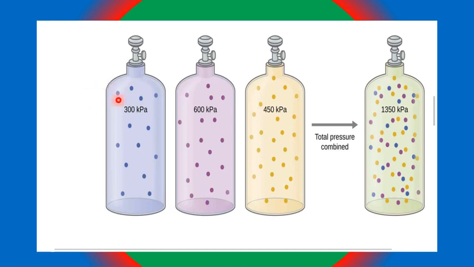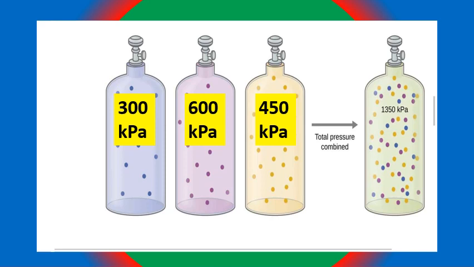If equal volume cylinders containing gases at pressures 300 kilopascal, 600 kilopascal, and 450 kilopascal are all combined in the same size cylinder, the total pressure of the gas mixture is 1,350 kilopascal.